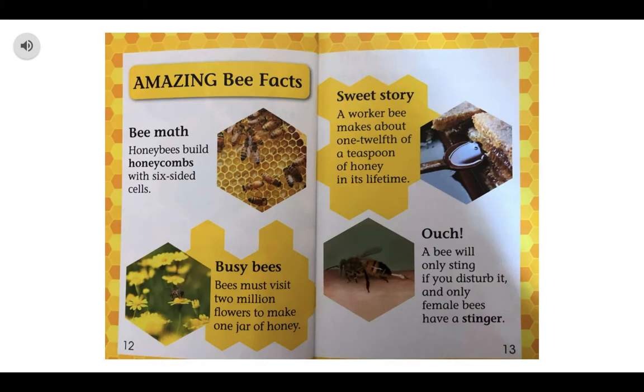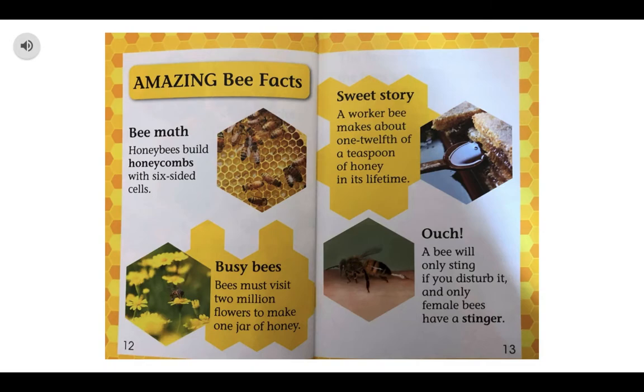Amazing bee facts. Bee math. Honeybees build honeycombs with 6-sided cells. Busy bees. Bees must visit 2 million flowers to make 1 jar of honey.